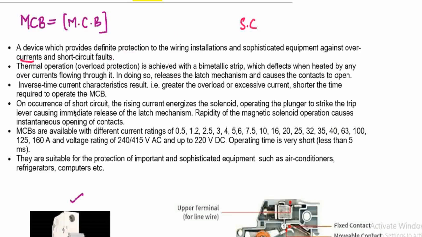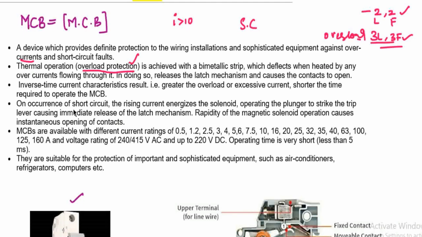So thermal operation, that is overload protection. Whenever there is a high current, that means the load is demanding more current from the supply, that is nothing but overload. The load is more than the specified load. Let us say there are to be 2 lights and 2 fans. If you turn on 3 lights and 3 fans, that is nothing but overload. This is the specified load, but we are going to increase the load by turning on more lights and fans. This is nothing but overload condition.